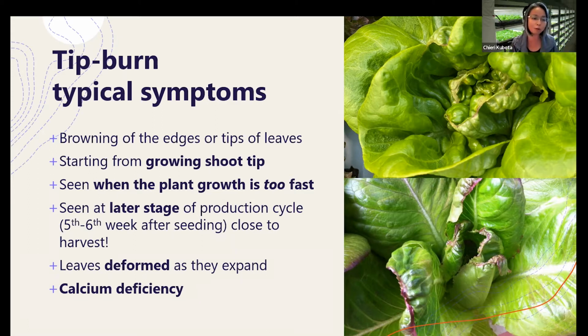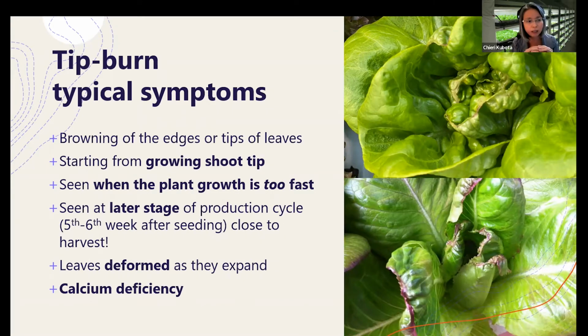US growers or North American growers typically grow for 6 weeks or so to get full head lettuce in optimum conditions. In that situation, you get to see tipburn. You might see tipburn during the 5th or 6th week after seeding, so it's really close to harvest. That's the problem: looking good, and then suddenly tipburn. As I said, it starts in the growing shoot tip.